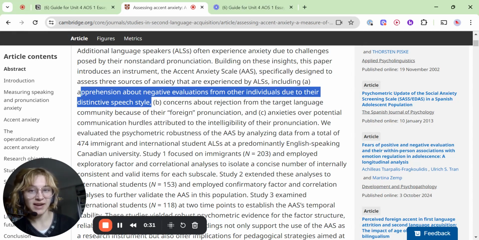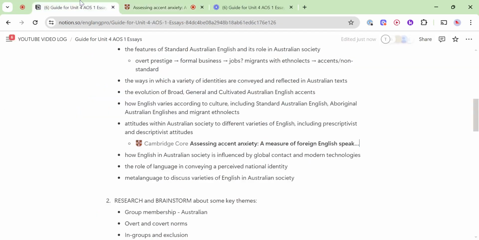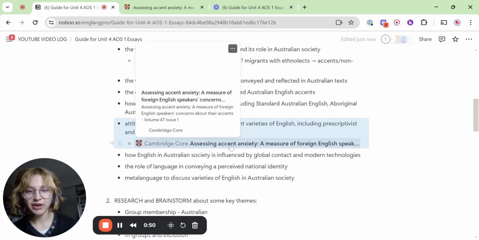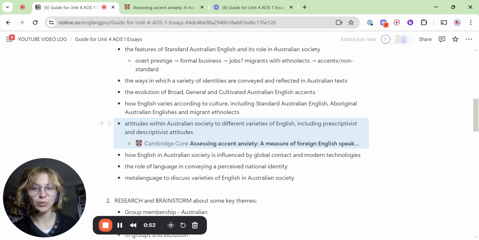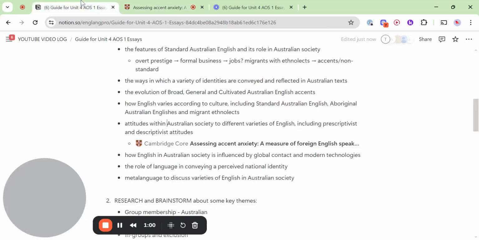This is to do with attitudes, concerns about rejection from their target language community because of foreign pronunciation. All of that has got to do with this one dot point, which is also in the study design: attitudes within Australian society to different varieties of English, including prescriptivist and descriptivist attitudes. So I would recommend reading that. You can't use it for within Australian society, but it's a great starting point to start building up that knowledge. So I'll put that in there for you guys.